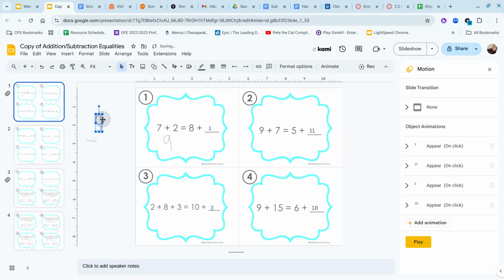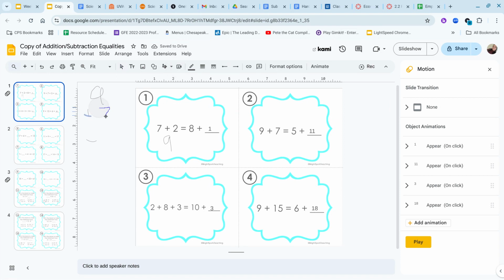Now, let's take a look at the next one. 9 plus 7. 9 plus 7 equals 16. So I'd put that it was 16.